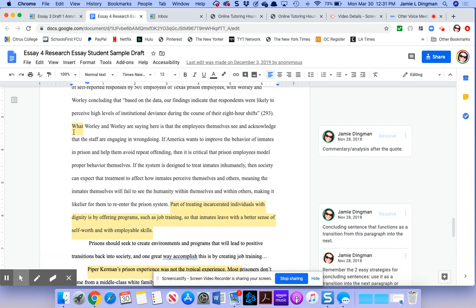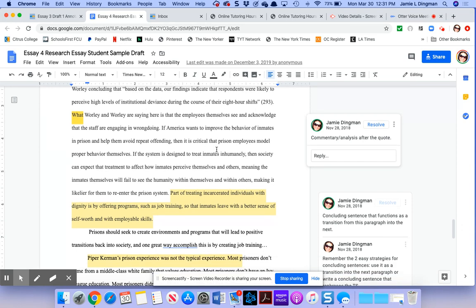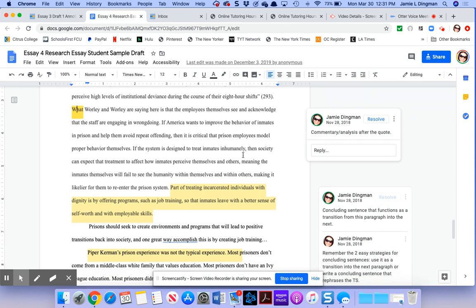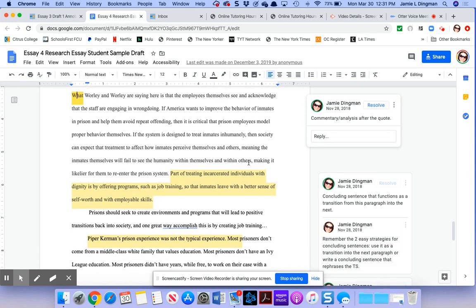Now here again, they're dropping their commentary and analysis. Here's their quote. Now they're analyzing that quote or explaining how that quote fits in with what they're claiming. What Worley and Worley are saying here is that the employees themselves see and acknowledge that the staff are engaging in wrongdoing. If America wants to improve the behavior of inmates in prison and help them avoid repeat offending, then it is critical that prison employees model proper behavior themselves.